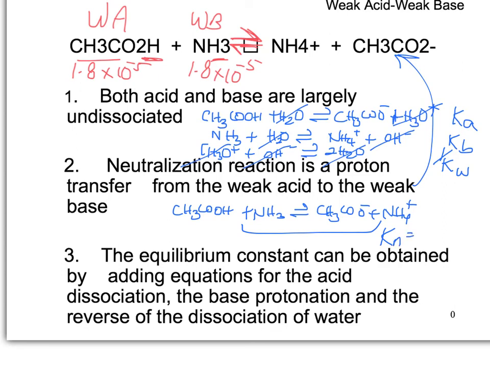So if I wanted to determine the neutralization or the equilibrium constant for this new reaction, it's a combination of three equations. So I'm just going to say it's Ka times Kb times 1 over Kw. And since I know the values, I'm going to just plug those in. So 1.8 times 10 to the negative fifth times 1.8 times 10 to the negative fifth times 1 over 1 times 10 to the negative 14.